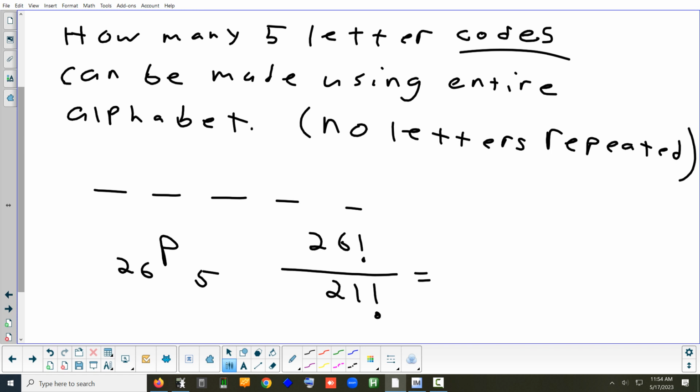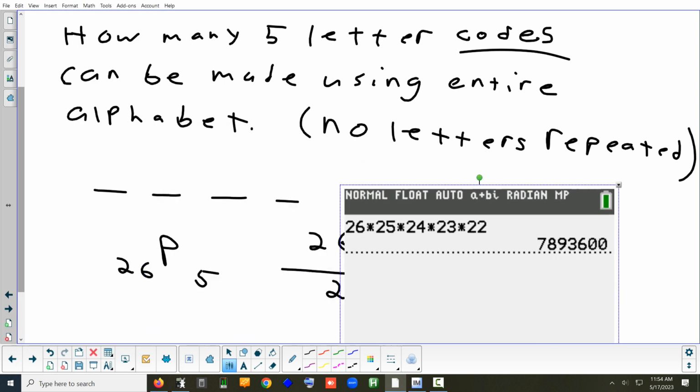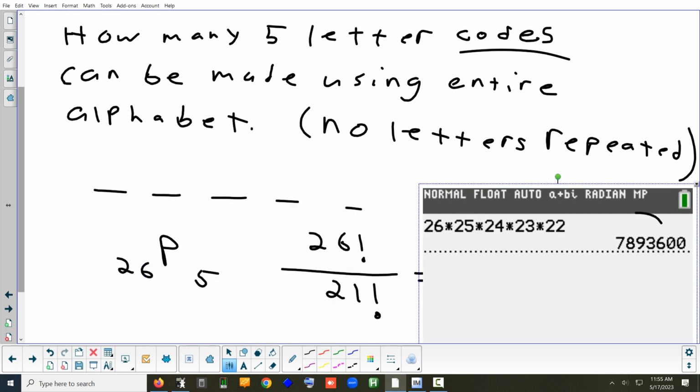n minus r factorial. So 26 factorial over 21 factorial. And what's that essentially going to leave me with on the top? 26 times 25, 24, 23, and 22. So there would be that many different ways that you could pick 5 letters out of the alphabet and make a password.